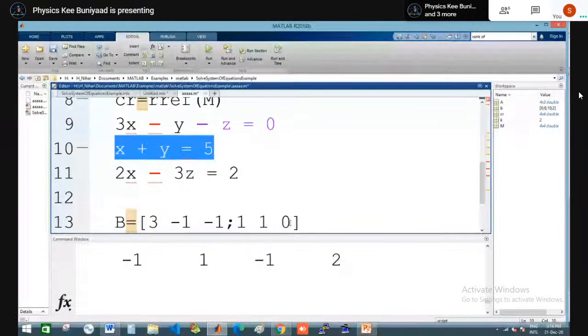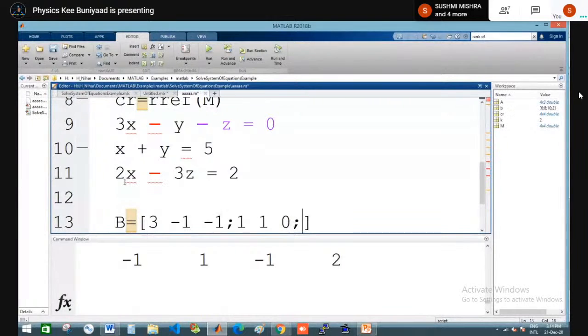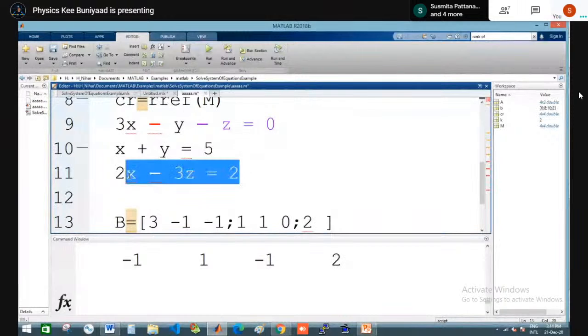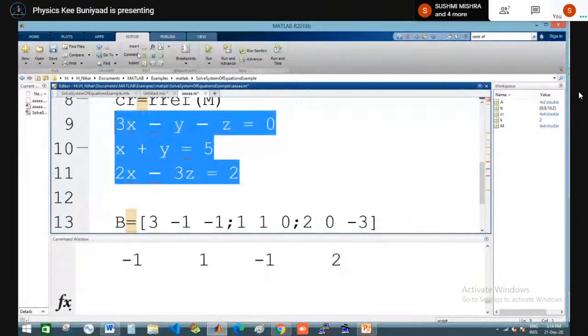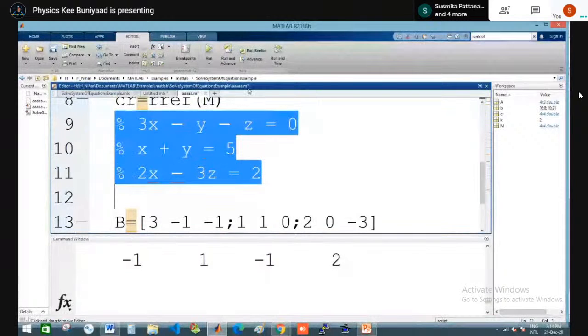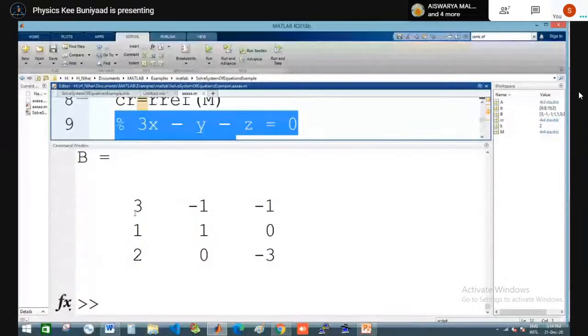Again for the third equation, we can put 2. Here in the third equation, you can find there is no term like y. So in the place of y, we can put 0. And for the coefficient of z, we can put -3. Okay, now half of the task is done. So now if I run this program, you will get the B matrix containing all the coefficients of all the equations: 3, -1, -1, 1, 1, 0, 2, 0, -3.